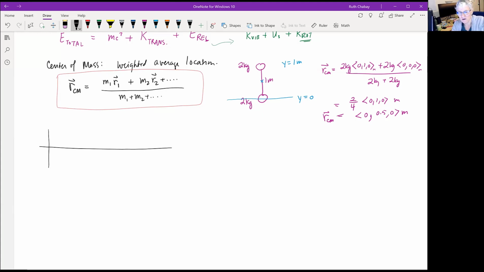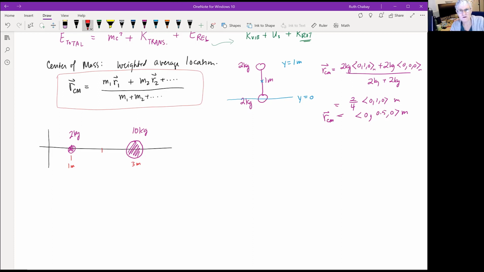Not everything is symmetric. So suppose we had an object that was a composite object, made of 2 spheres, but this one had a mass of 10 kilograms, and this one has a mass of 2 kilograms. And this one's at location 1 meter, and this is at 3 meters on the x-axis.